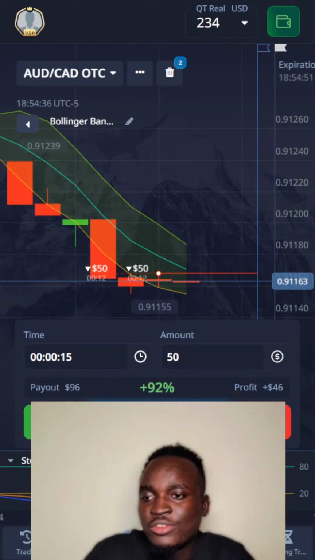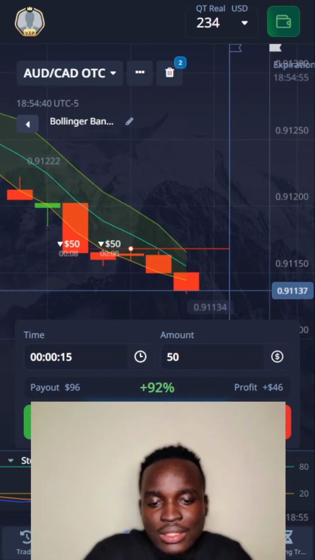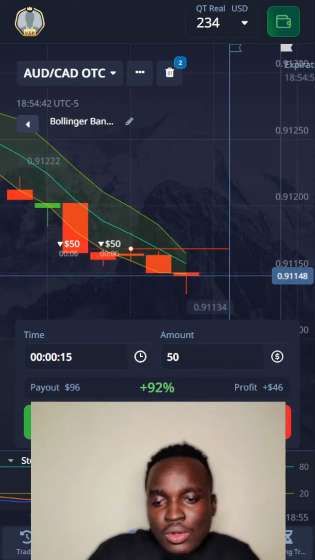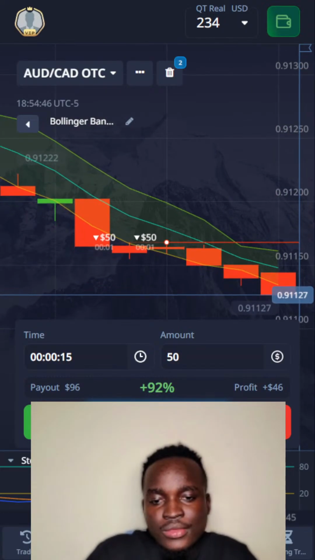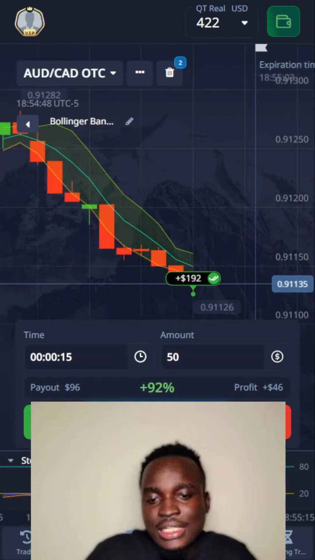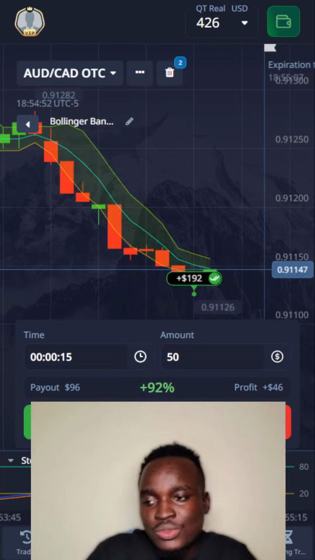What's your confirmation for entries? My confirmation for entries, I look at the bands, I look at the candles, I look at the indicators. That all gives me a confirmation for my candles. So with this was a downtrend, and nothing gave me an uptrend anytime. So I just have to wait with a downtrend.